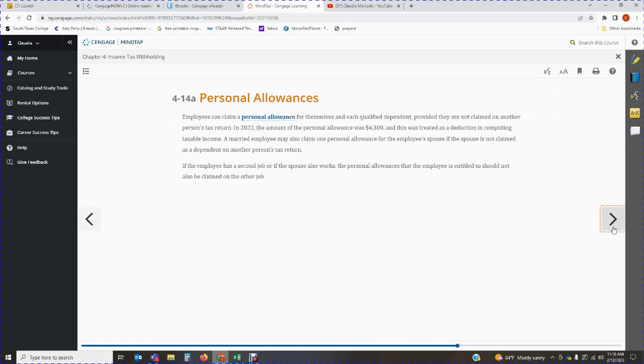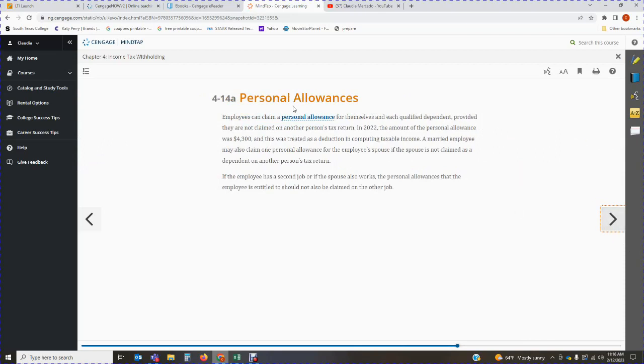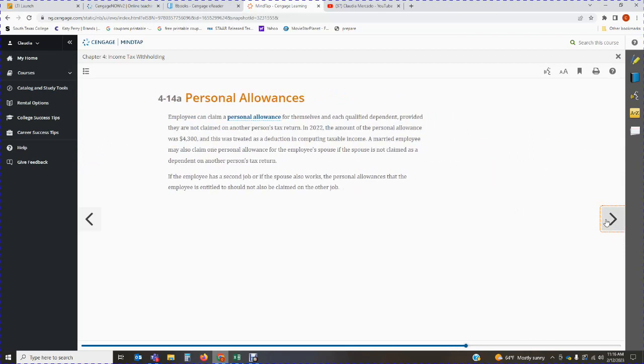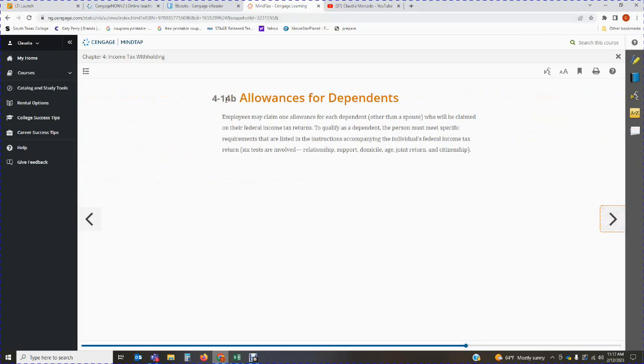Okay, please make sure that you read over this section. It talks about personal allowances and all of that stuff, but it talks about your allowances for your dependents. So an employee may claim one allowance for each dependent other than a spouse who will be claimed on their federal income tax return. Okay? In order to be able to qualify as a dependent, the person must meet specific requirements that are listed on the instructions accompanying the individual's federal income tax return. Okay? There are 6 tests involved, which is basically relationship, support, domicile, age, joint return, and citizenship. Okay?